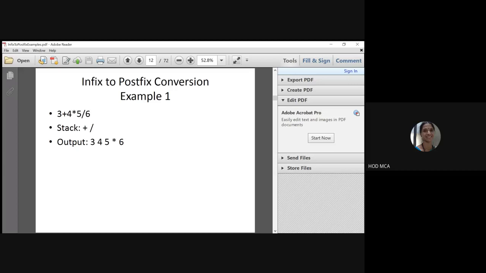Now we have scanned all the characters, so whatever is left in the stack will now be popped out. Slash is popped out first, then comes the plus. So 3 4 5 star 6 slash plus. Is that fine? Yes, ma'am. Yeah, good.